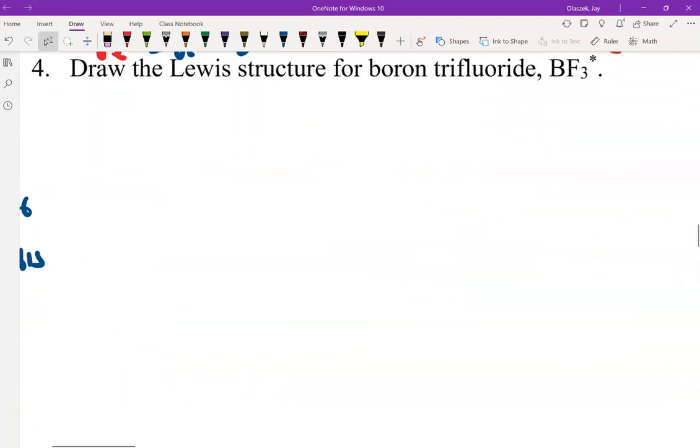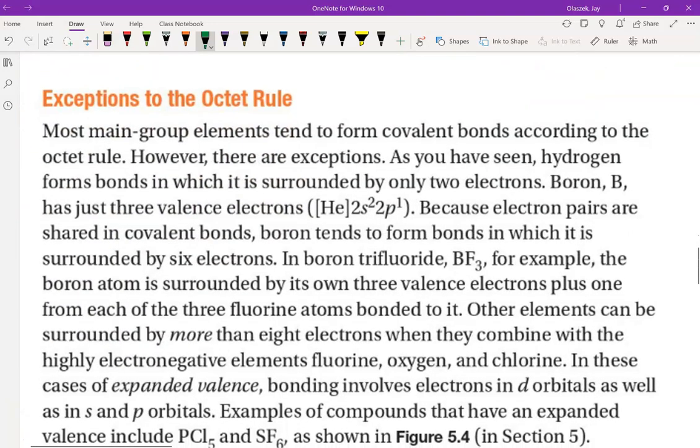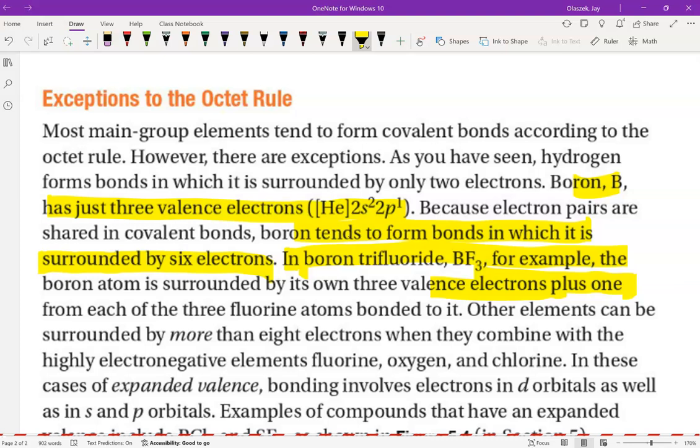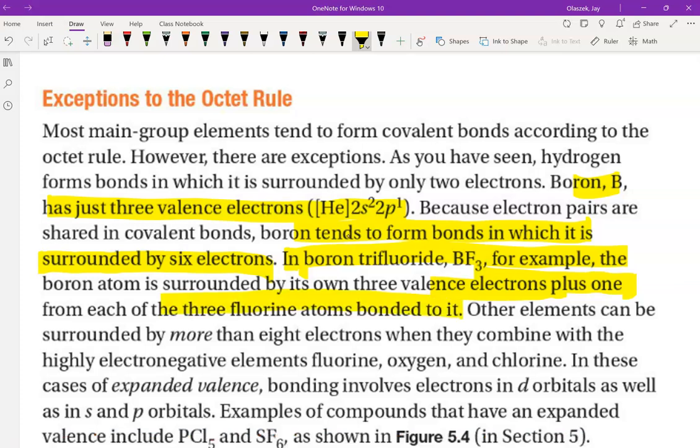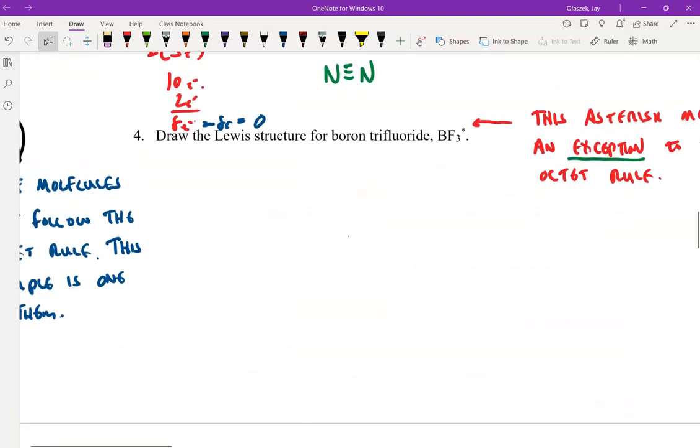This one is called boron trifluoride, but look at this asterisk. It means it's called an exception to the octet rule, and there are some that just do. Here, it says here, boron has got 3 valence electrons, and because boron tends to form bonds in which it is surrounded by only 6. In boron trifluoride, for example, the boron atom is surrounded by its own 3 valence electrons, plus 1 from each of the fluorine atoms bonded to it. So, right there, that means it has 1 boron and 3 fluorines. Let's draw it.